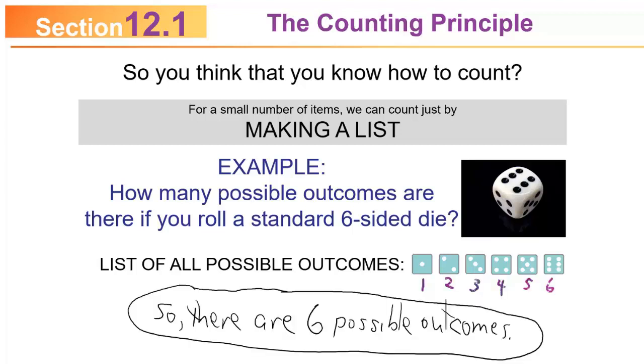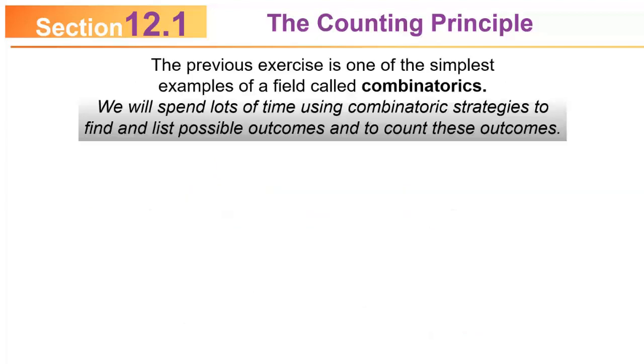So yes, if you had in mind that as how to count, then I would agree you do know how to count. But keep in mind that the previous exercise is just one of the very simplest examples in a field called combinatorics. We'll spend lots of time using combinatoric strategies to find and list possible outcomes and how to count these outcomes. And they won't all be that simple.